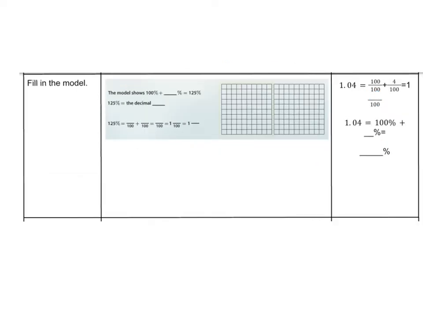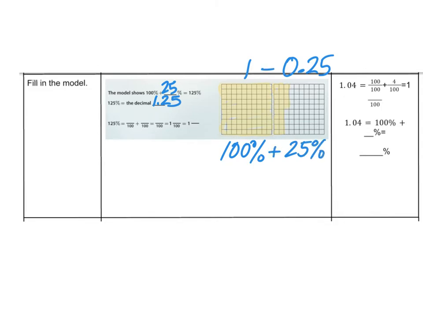Fill in the model. The model shows 100% plus, well, let's fill it in. We have 125%, so it would show one whole. This is my 100% filled. And then I have to have 25 out of 100 filled on my second 100 grid to show that 25%. So 100% plus 25% equals 125%, and the decimal is 1 and 25 hundredths. So here's my one whole, my 25 hundredths. I can also think about that as percent, 100% here, 25% here, and I'm putting those two together.